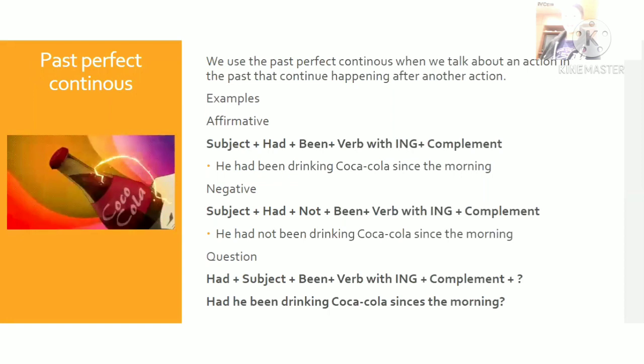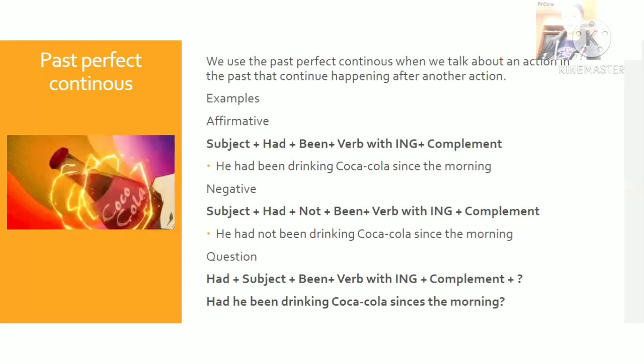And finally the past perfect continuous. We use the past perfect continuous when we want to talk about an action in the past that continues happening after another action happens. In our example, we have the structure in affirmative that is subject plus had plus been plus verb with ing plus the complement, and it is: he had been drinking Coca-Cola since the morning.